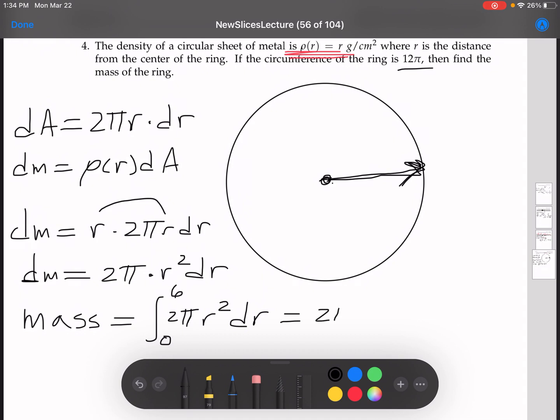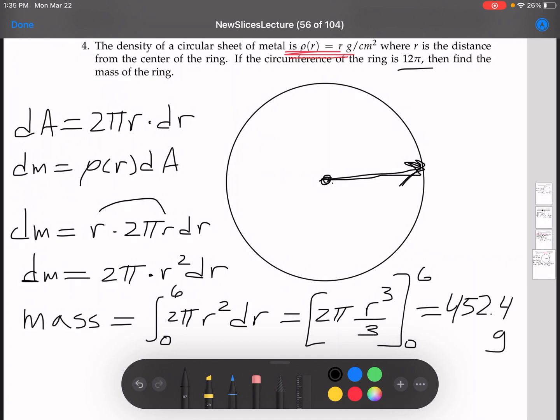So this gives us 2 pi r cubed over 3 from 0 to 6. Doing the math here, we get 452.4 grams. And that's our mass.